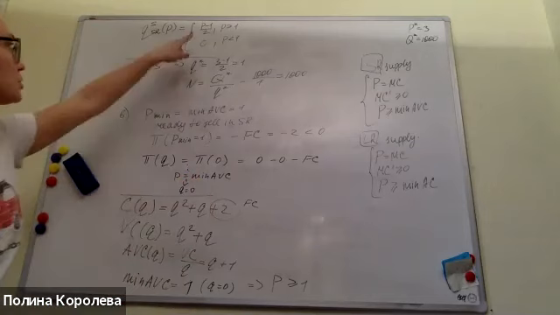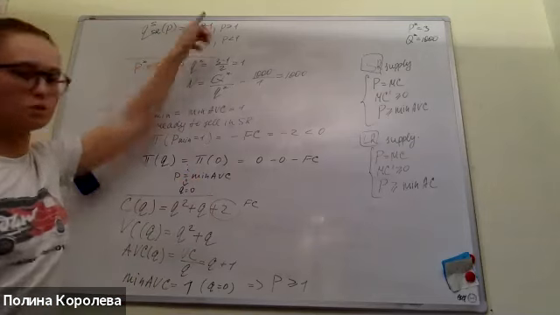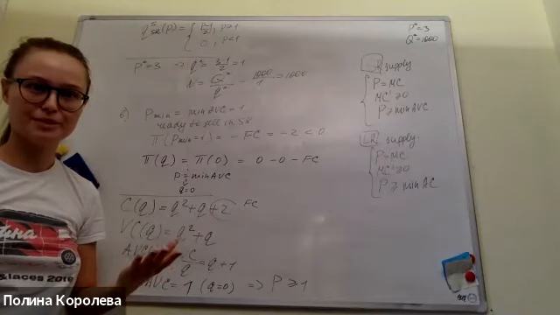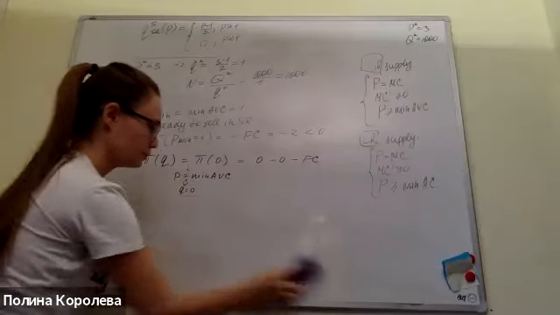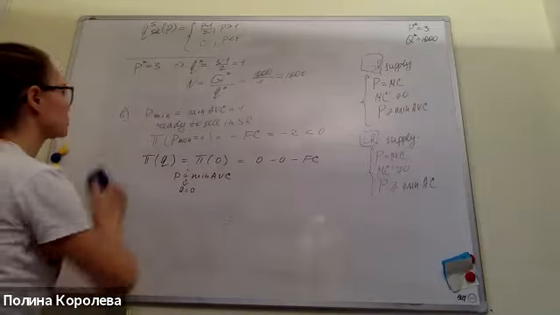Price equals 1. Put it here. 1 minus 1 over 2. 0. Yes? Supply. Okay, so let's continue. Our second problem.